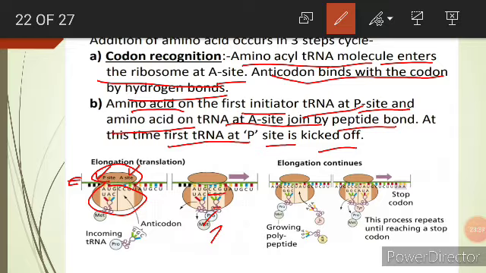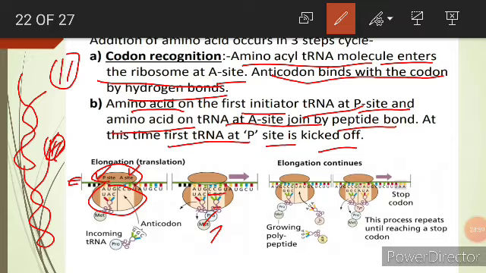At the same time, we can see, suppose this is the tRNA. In one case I am saying it is attached with the tRNA, this is the amino acid, and then here there is a breaking of this bond. Yes, so the amino acid breaks away from that.